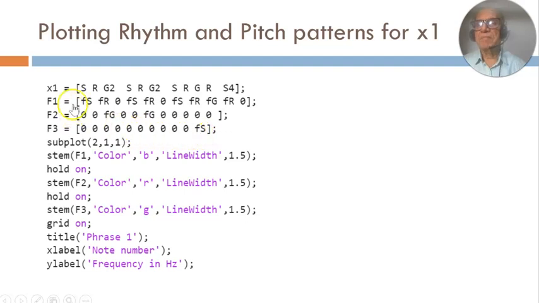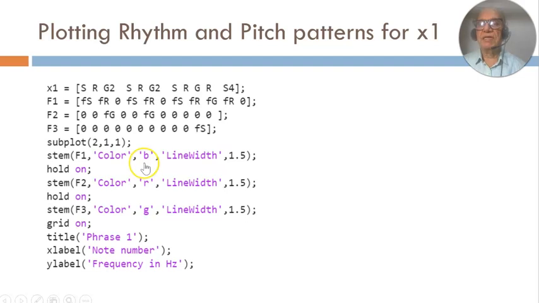Okay. But why are we doing all this? It will become clear as we go along. So first we say subplot 211. This is because we are going to plot not only the first phrase, but we are also going to plot the second phrase, that is X2, that is in the next slide. So we say subplot 211, then plot F1, stem F1, color blue.